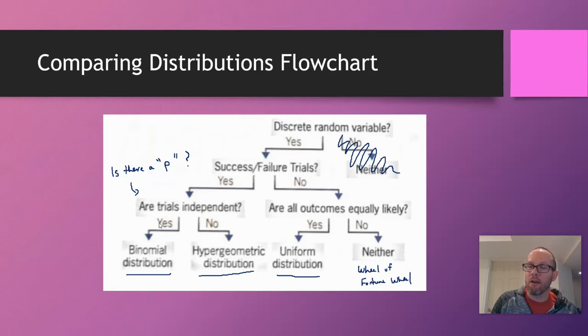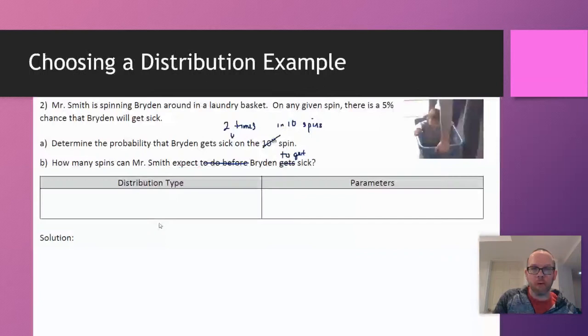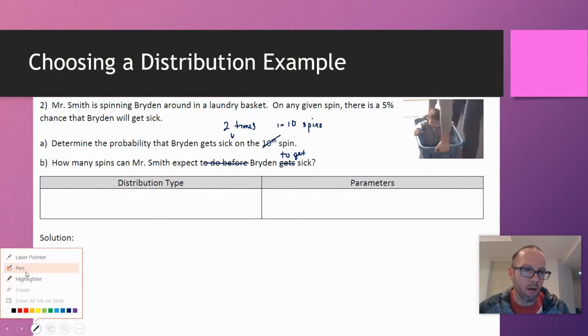Something to notice here is that we are considering Bryden getting sick a success, which we did talk about earlier, that it is possible for your success to be something you might consider negative. But this is a binomial distribution question. So if it is binomial, we've got to talk about what's our P and what is our N and what's our Q.